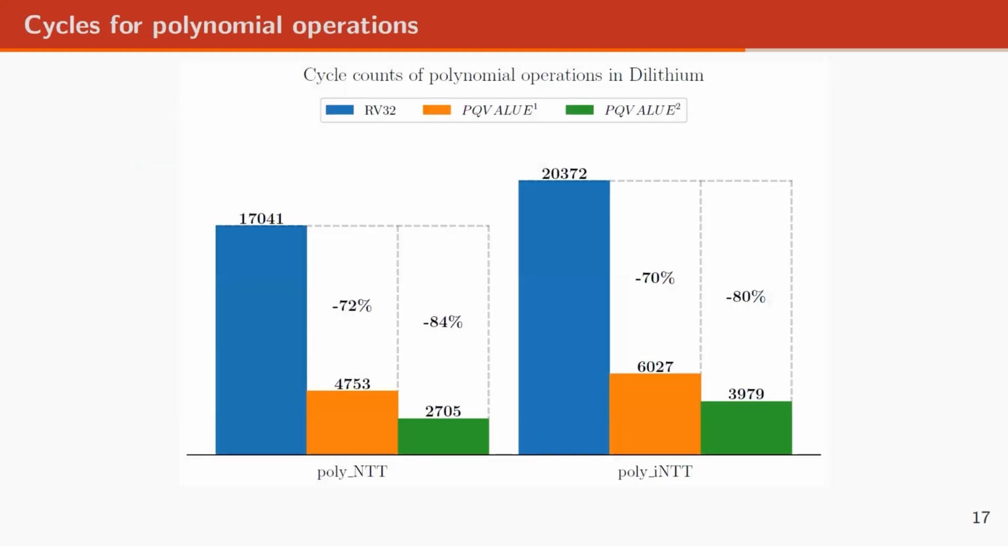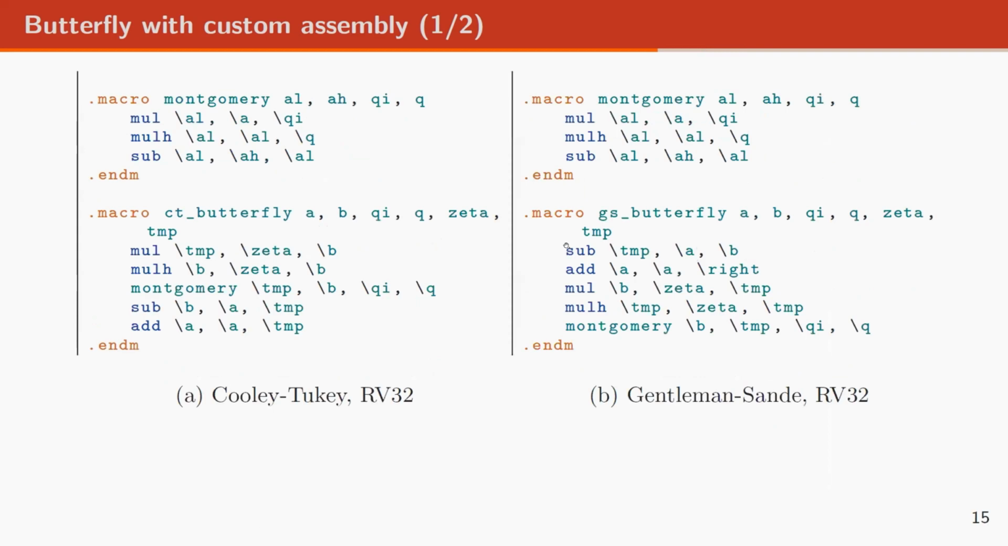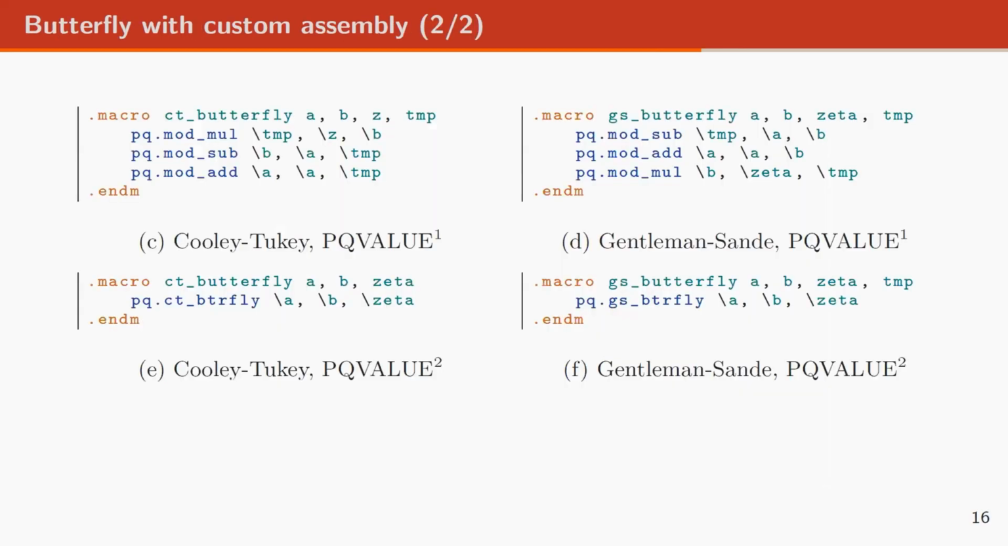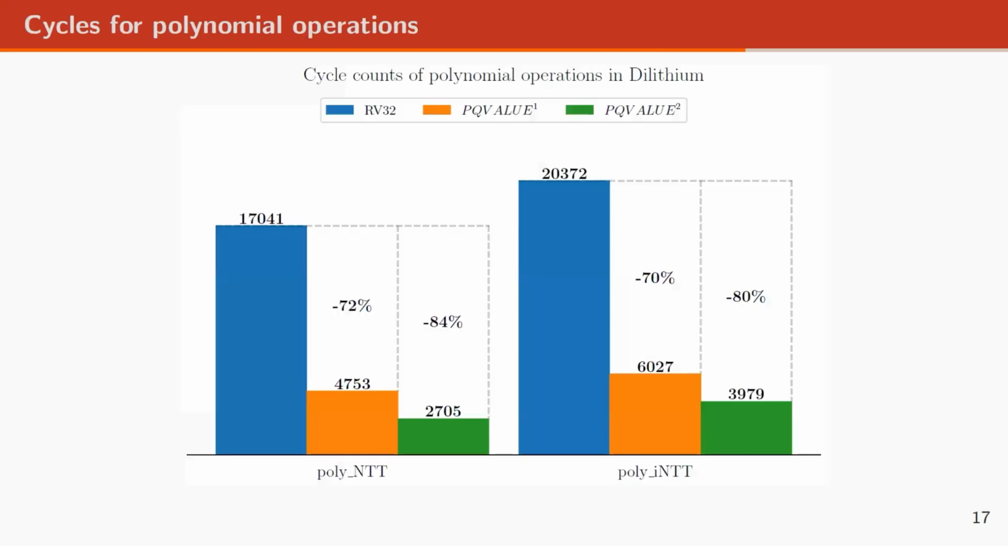And these are the results for the polynomial NTT. With blue, you see the initial number that we had with this code. And on the right, with orange, you see the PQ version 1, 2. So basically this is the orange, and this is the green. So we managed to have more than 80% reduction in the clock cycles of Dilithium.